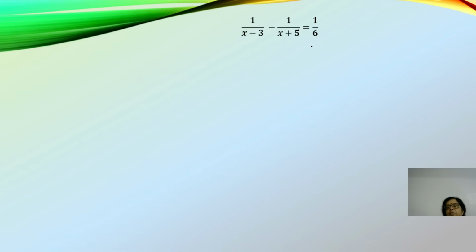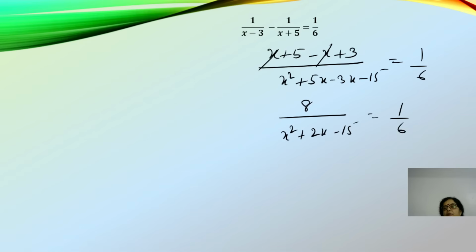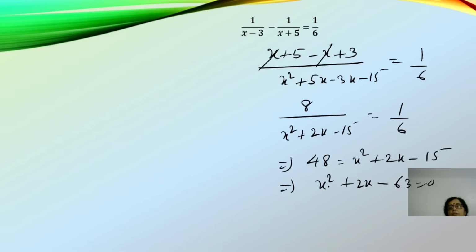Now in this particular equation, it's not given in the standard form. So first we'll convert this into the standard form. So this will become x plus 5 minus x plus 3 divided by x squared plus 5x minus 3x minus 15 is equal to 1 by 6. So this gets cancelled. We are left with 8 over x squared plus 2x minus 15 is equal to 1 by 6. So 48 is equal to x squared plus 2x minus 15, or x squared plus 2x minus 63 is equal to 0. So this is the quadratic.